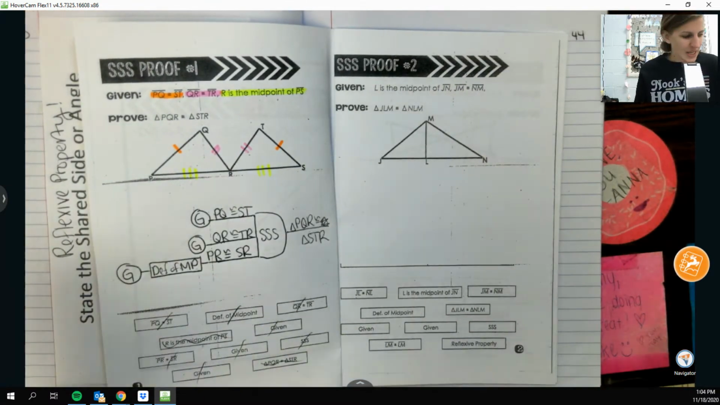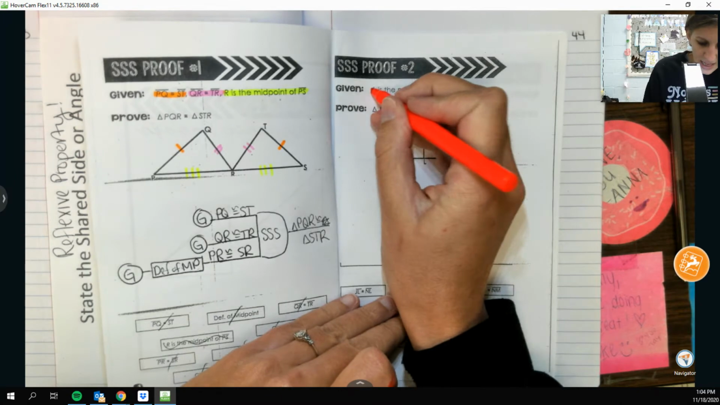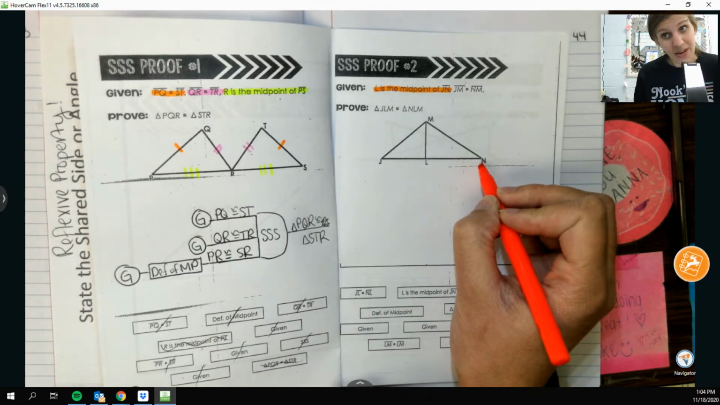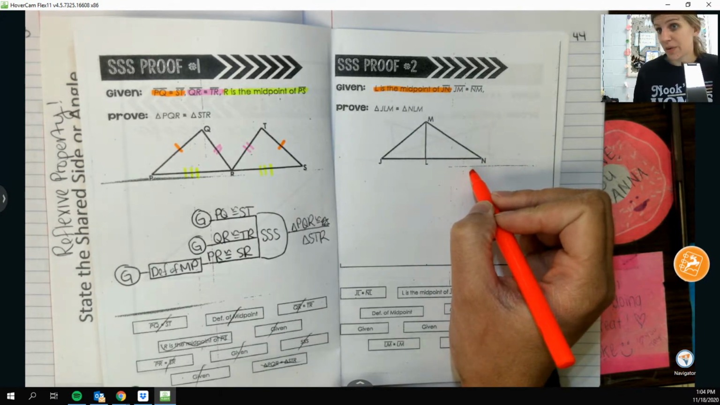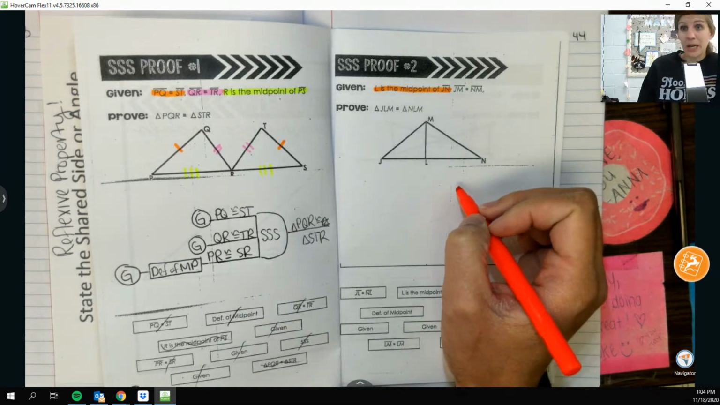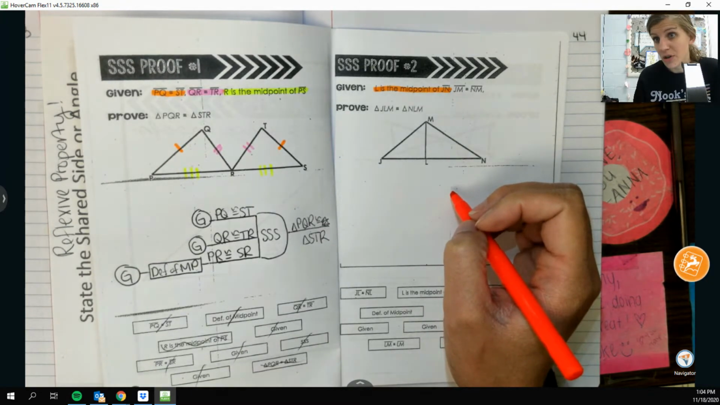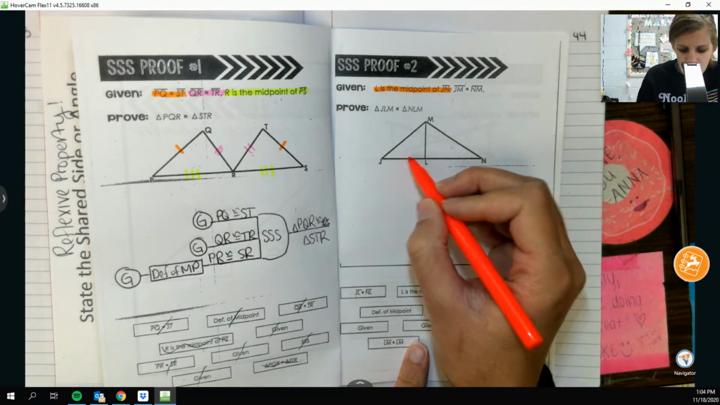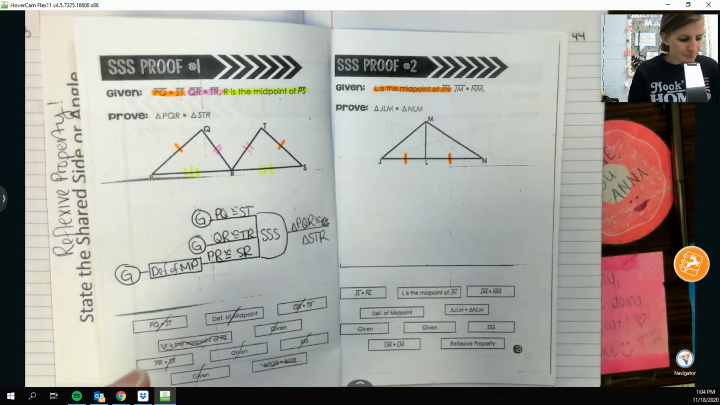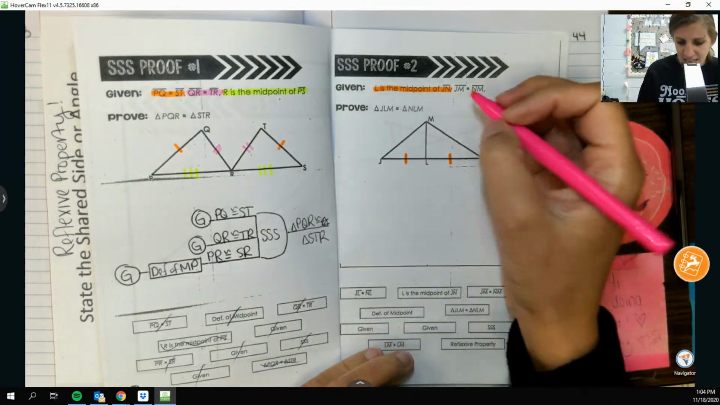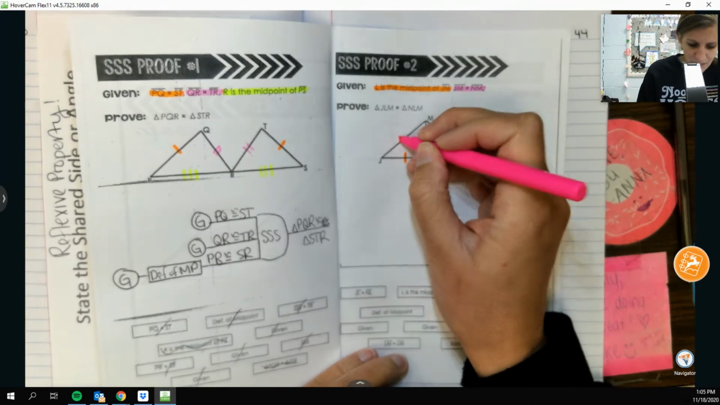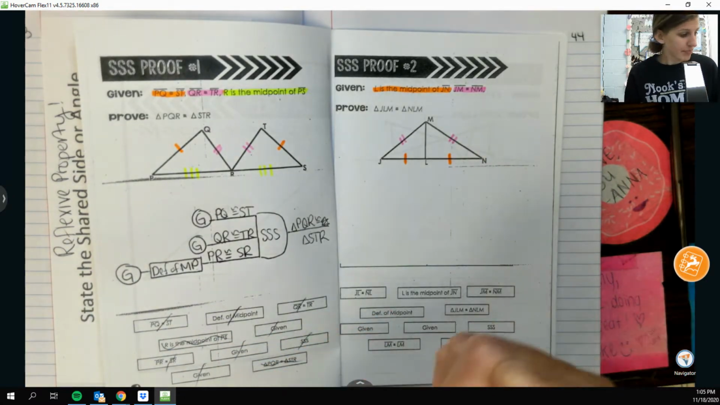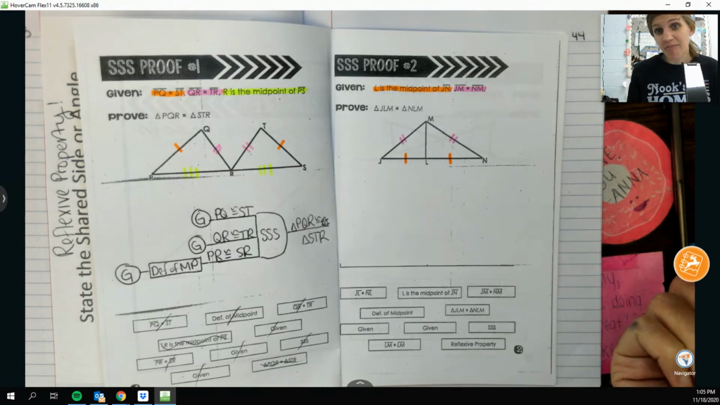Alrighty, let's try another. So if they tell me that L is the midpoint of JN, now I know it does not look like it, but I don't base congruency off what the picture looks like, unless it's reflexive or vertical angles. If they tell me that L is the midpoint, it is. So that means it will split this side in half. So this is congruent to that. Then they told me JM is congruent to NM, just because it is. And that's really all they gave you.